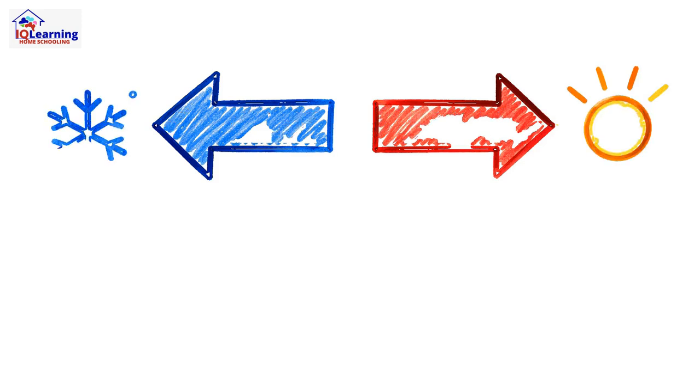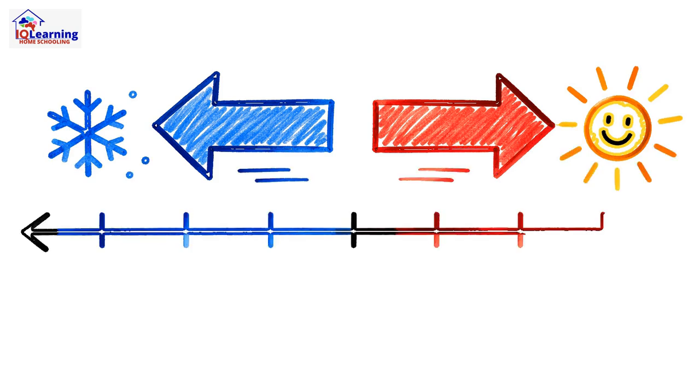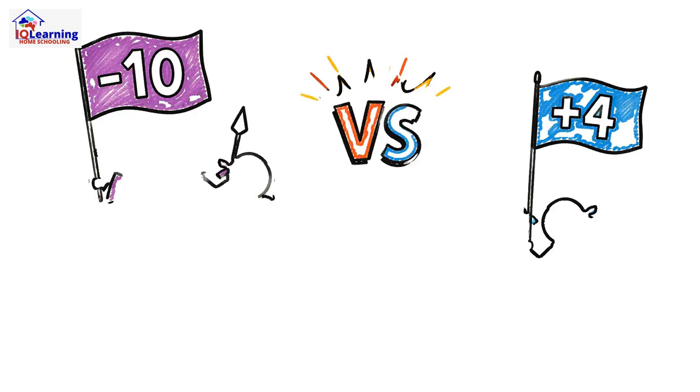The key is to think of numbers on a line. Adding a positive number is like taking a step to the right, toward the warmer numbers. Subtracting is a step left, toward the cold. It's all about direction. When you add numbers with different signs, picture it as a battle.